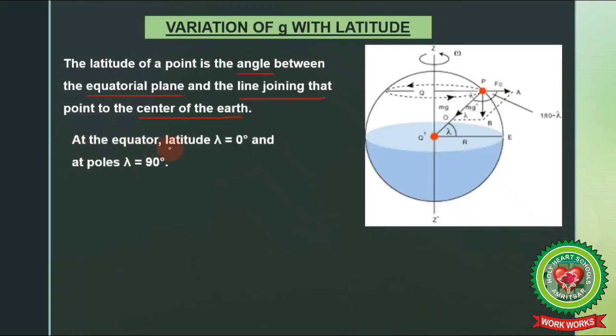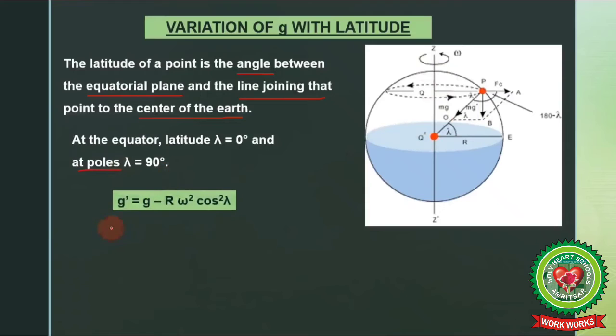At equator, latitude is equal to 0 degree. If I am taking this point at equator, obviously angle will become 0 degree. So latitude is 0 degree. And when this point is at pole, this latitude will become 90 degree, right?